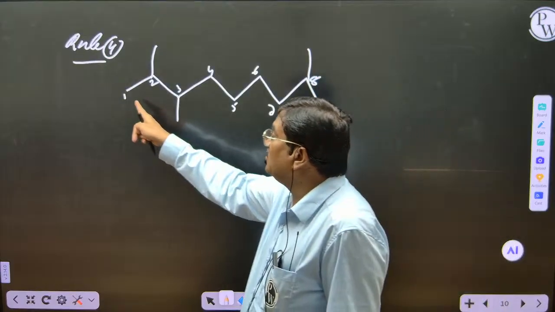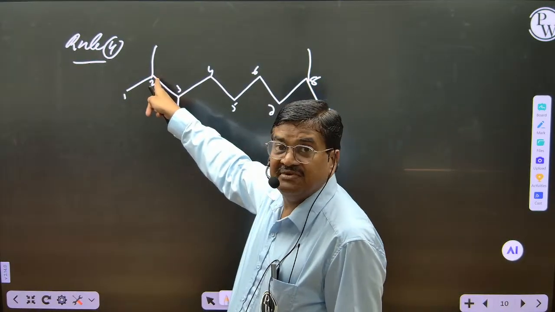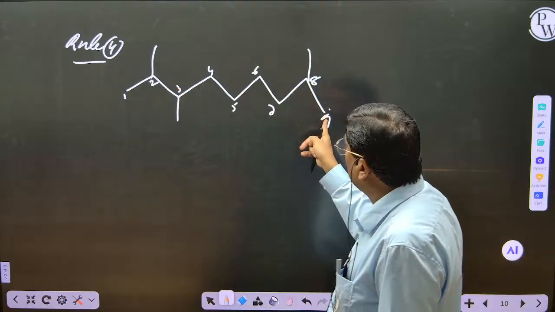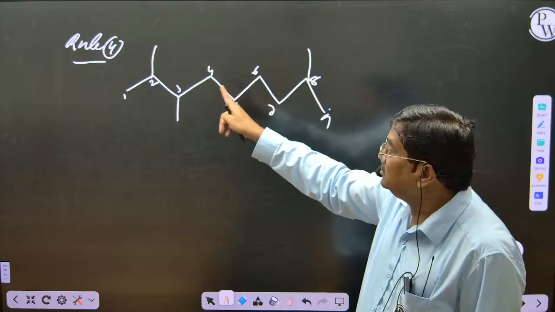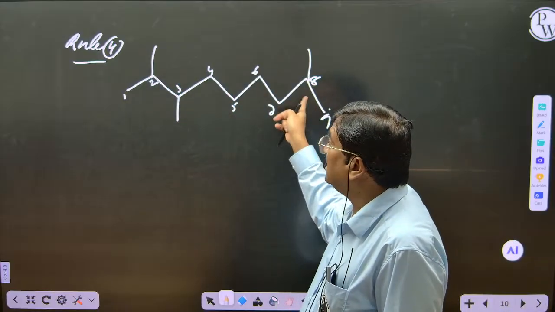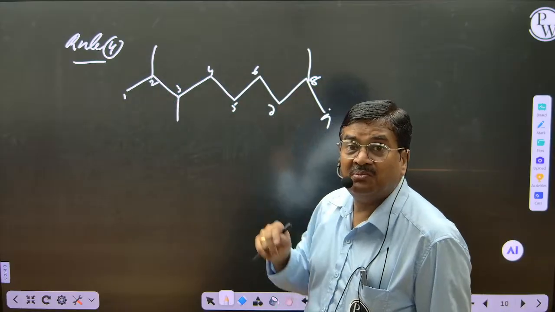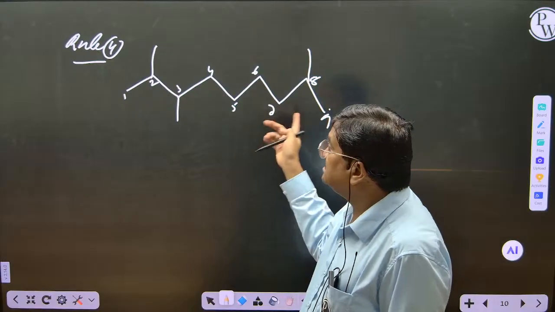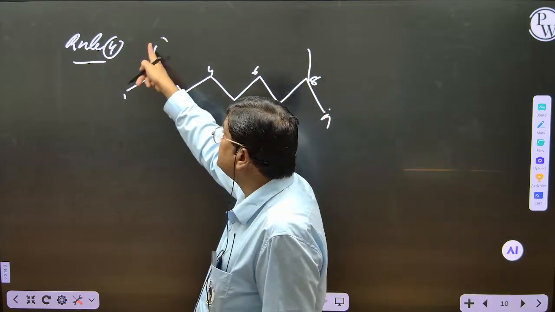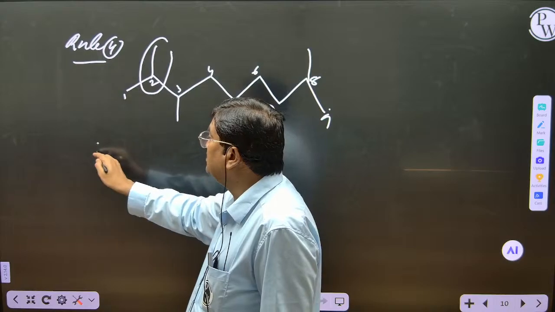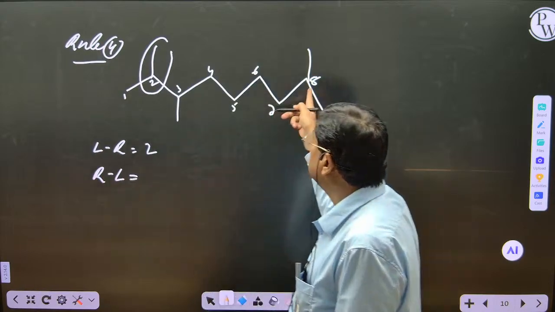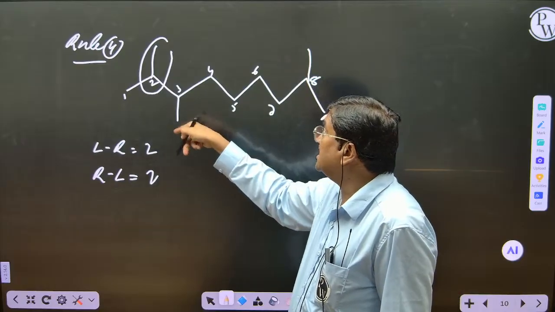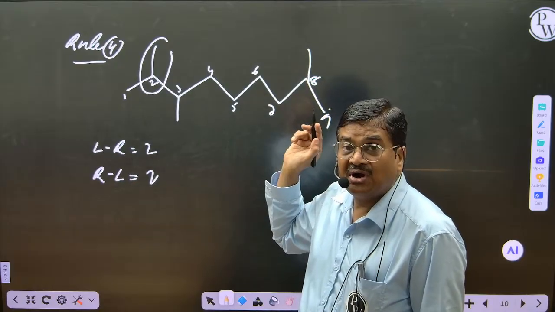Now tell me, when I go from left to right, the first locant is coming 2. Do you agree? And when I come from right to left also, it is coming 2. So first locant is the same, then you have to go by the sum rule. What is that sum rule? Are you getting my point? First locant, left to right, is 2. Right to left also, first locant is coming 2. Then see, there is another substituent, so then you have to see the sum rule.